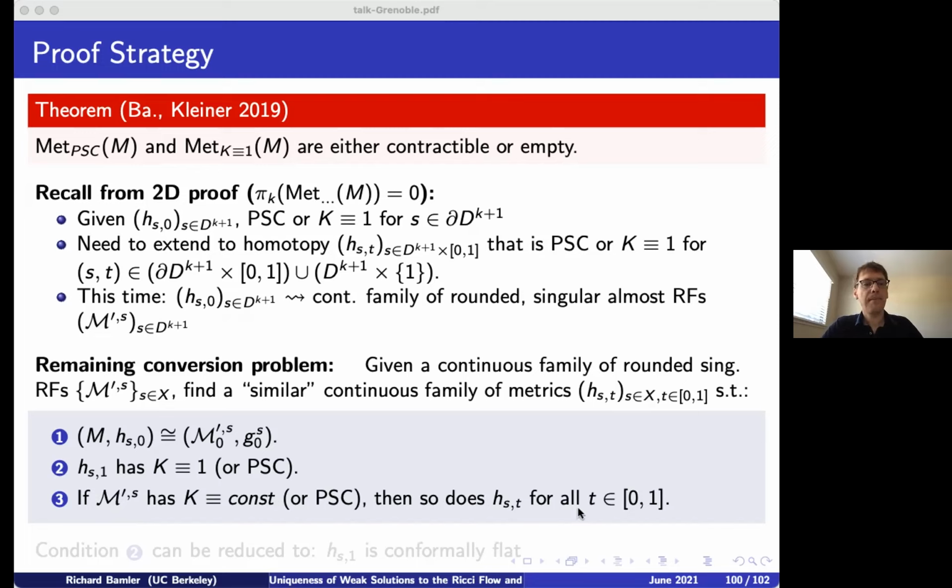Okay. So again, if we are able to convert any continuous family of these rounded flows into h_st, then we can really just follow the same strategy as before. So we just have to do this intermediate step: h_st is not just the precise Ricci flow. We first construct these rounded singular Ricci flows, and then the corresponding family h_st will be the family that we're looking for. Then we can again restrict it to the annulus in the disk. Are there any questions so far?